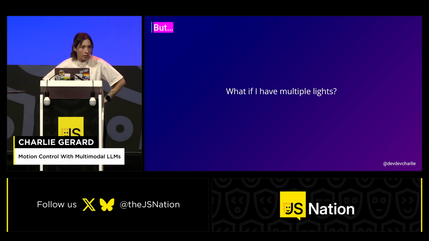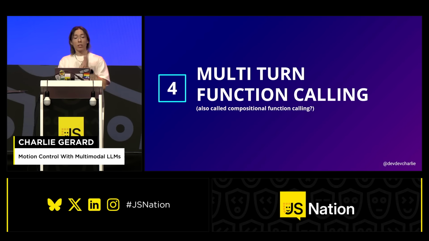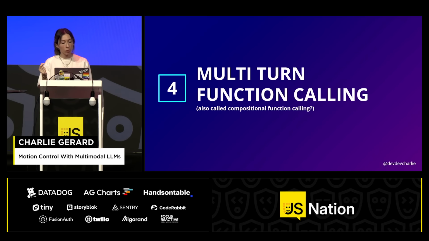But what if I have multiple lights? At home, you probably don't have only one light. You might have multiple ones. So what do I need to do if I want to control multiple things? This is where I move on to multi-turn function calling. I saw it recently called compositional function calling too. There has to be a difference somewhere, I do not know. But if you come across these terms, it just means calling multiple functions.